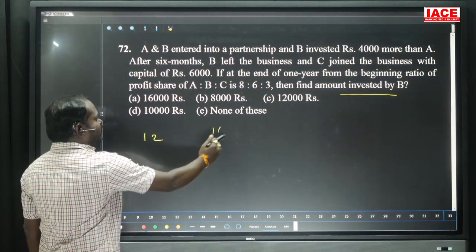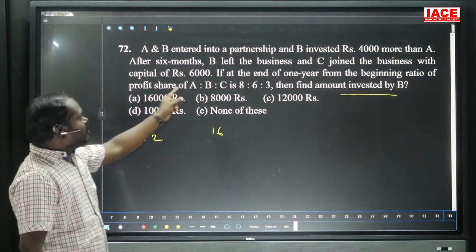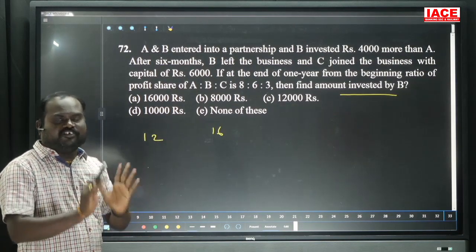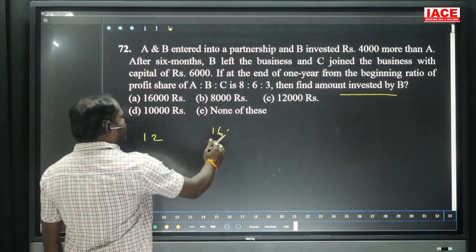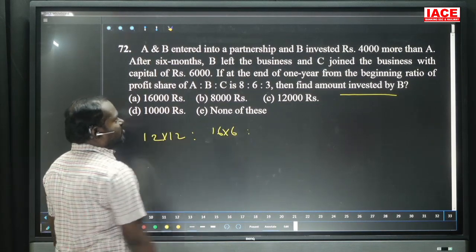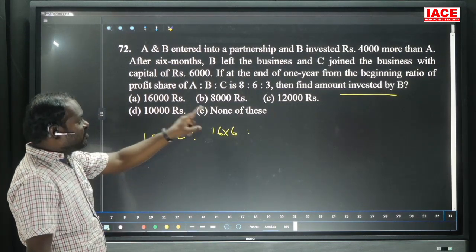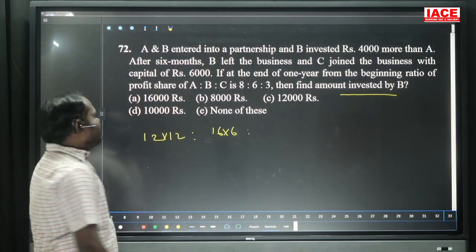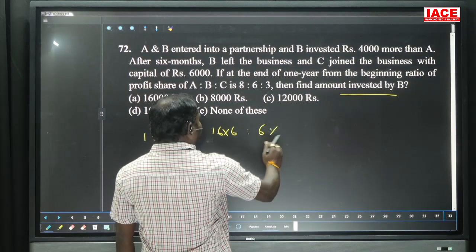B will be 16. But B left the business after 6 months, that means for only 6 months. So it is 16 into 6. A is 12 into 12. Regarding C, B left and C joined with 6,000. 3 zeros, everywhere common, cancel. Balance 6 into balance, you will stay for 6 months.